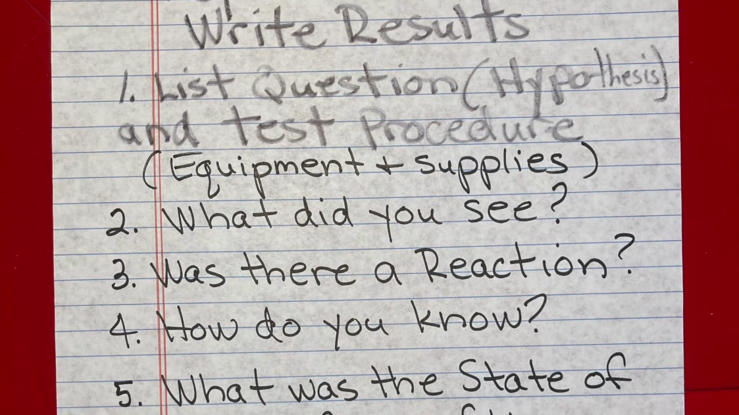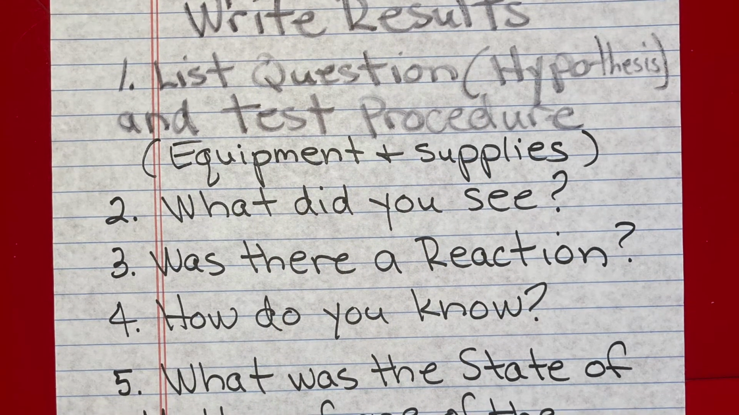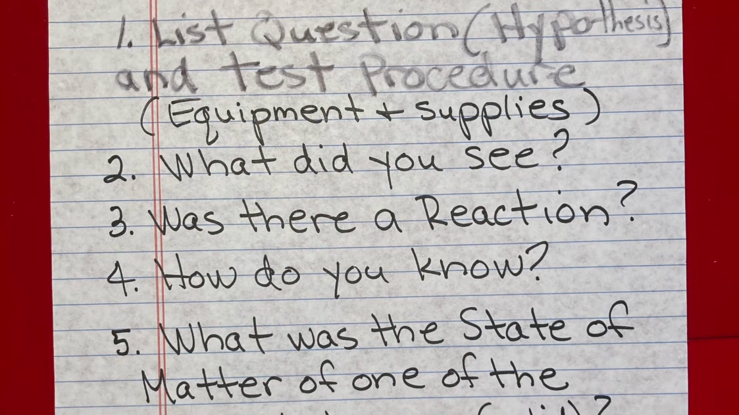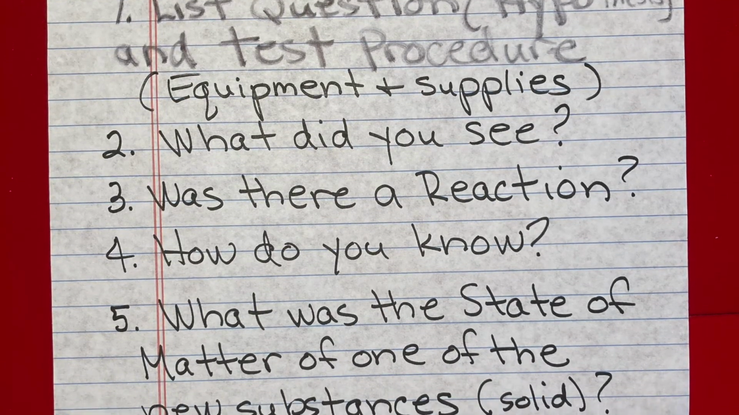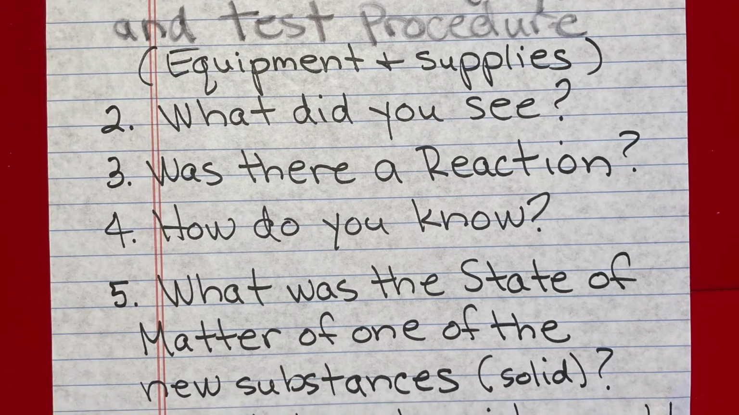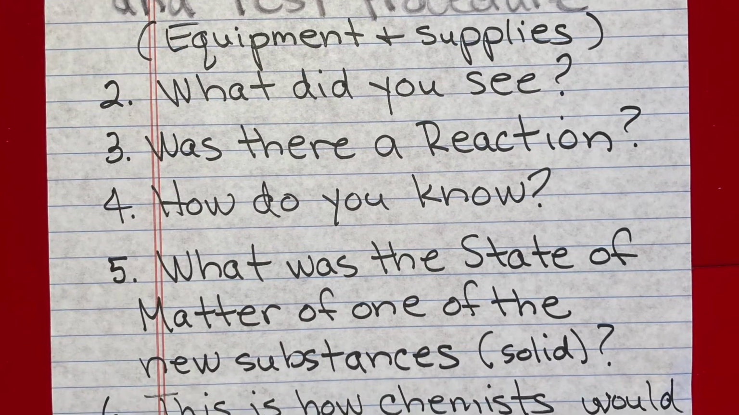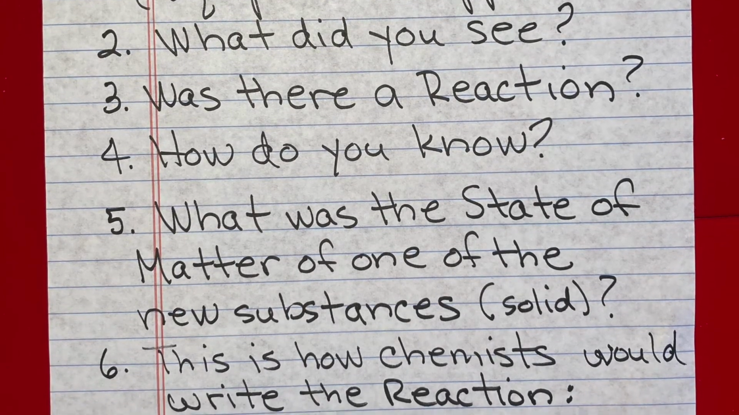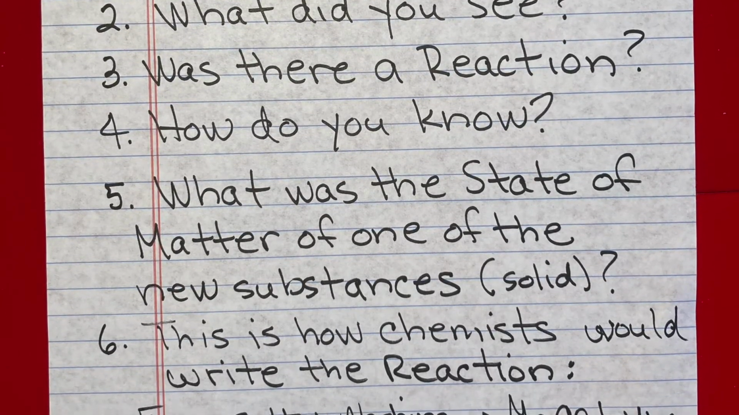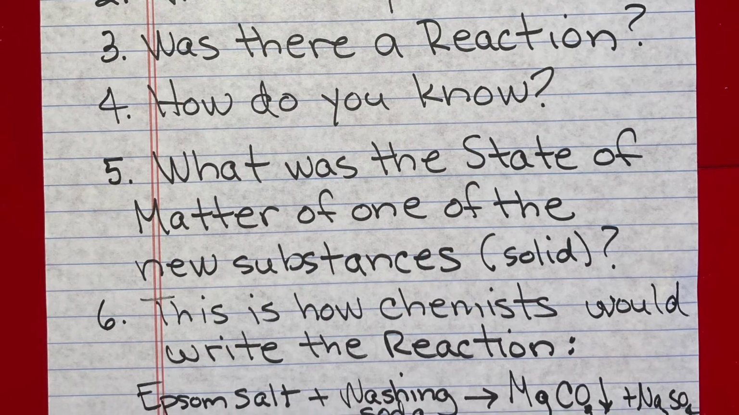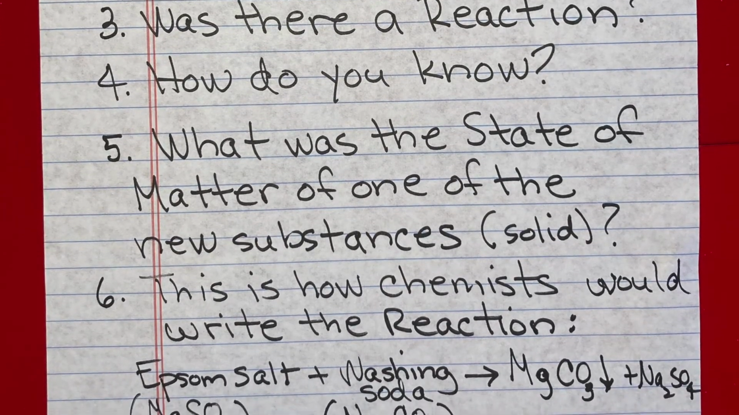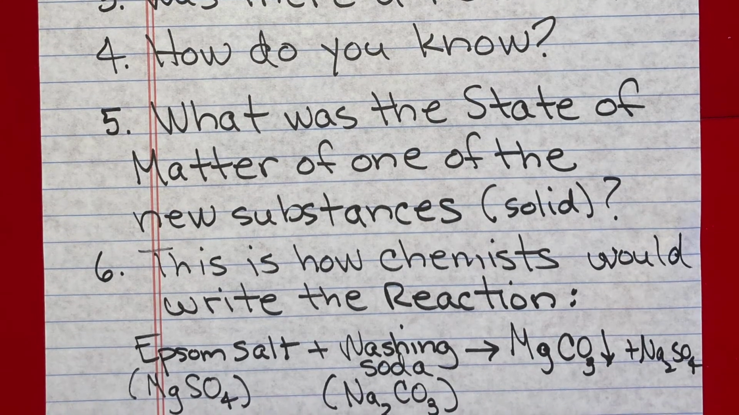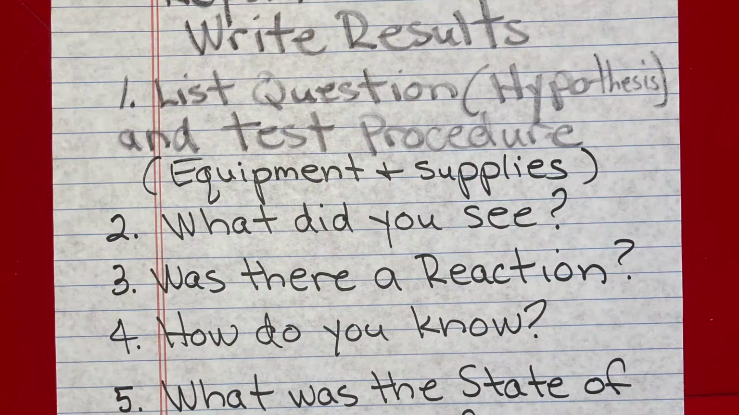So we already know about our list of questions and our hypotheses. What did we see? We saw that precipitation, and so we know that there was a reaction. And what was the state of matter of the new substance that we saw being formed? It was definitely a solid. Last but not least, this is how the chemists would write the reaction.